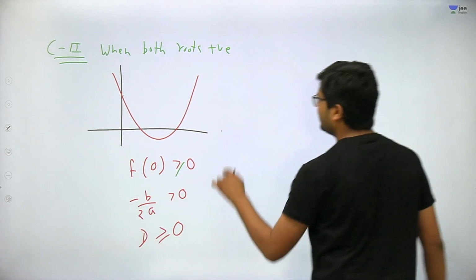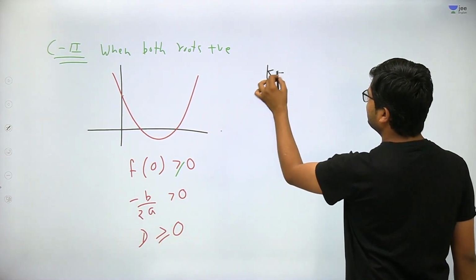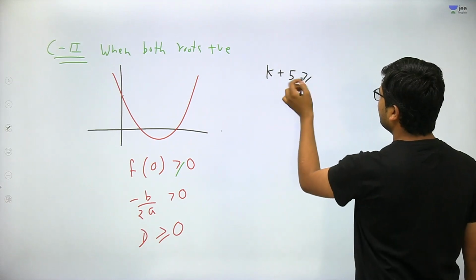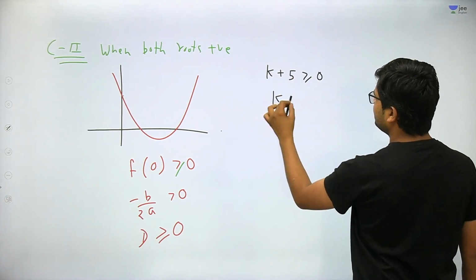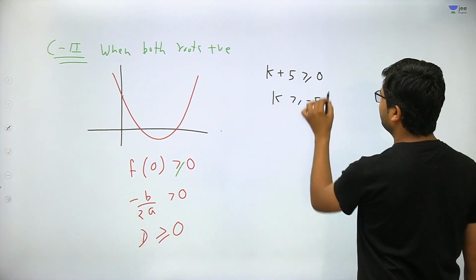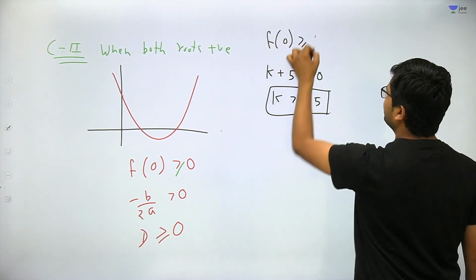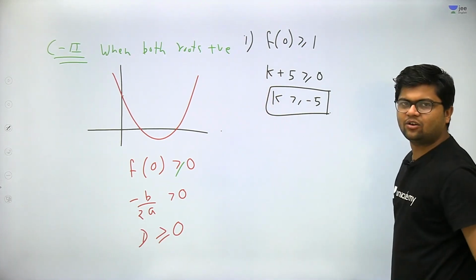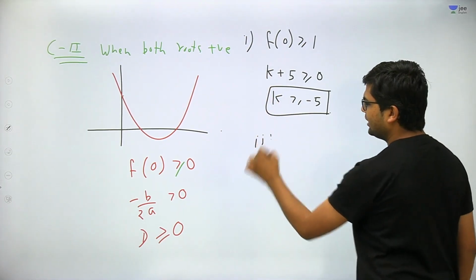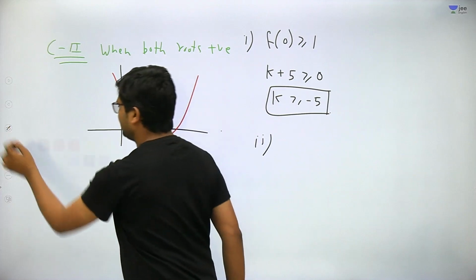F of 0 positive. F of 0 is k plus 5, greater than or equal to 0. So for this we will come to this solution. K plus 5 should be greater than or equal to minus 1. This is the first inequality that I am solving. Got my point? Yes or no? Wonderful, students. So now second, minus b by 2a should be positive.